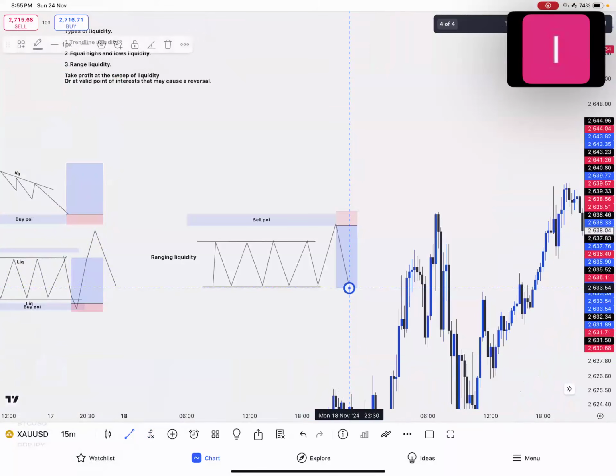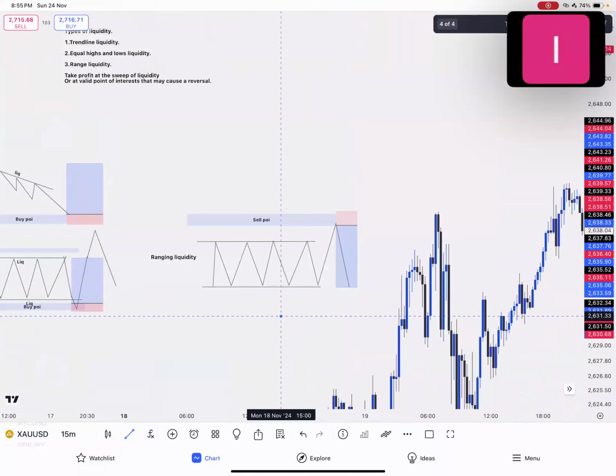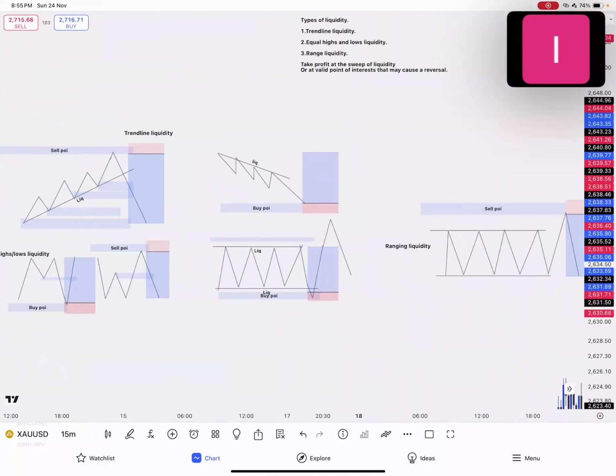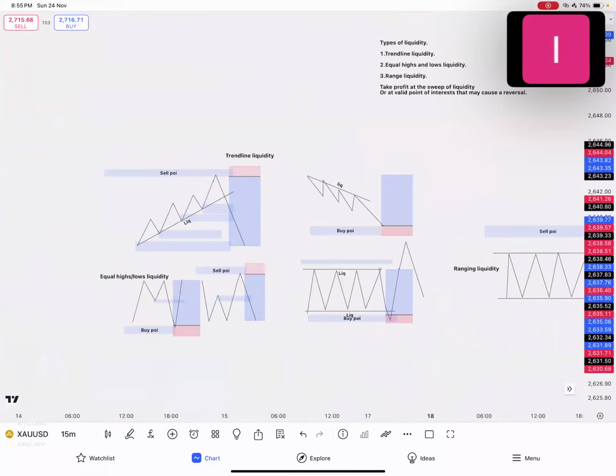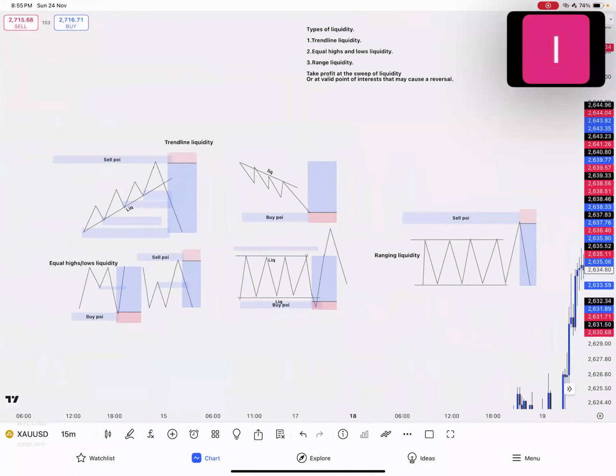So that is just it with types of liquidity. If we take a screenshot of this, I will screenshot and I will send it to the group. Sorry. So I'll send the screenshot of this to the group. This is all you need. Literally, this is literally all you need for your take profits.